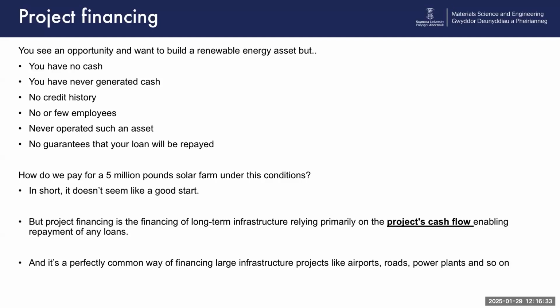There's no guarantee if you borrow any money that you'll actually be able to repay the loan. So how do we pay for, as an example, a £5 million solar project under all of these hostile conditions? It doesn't look like a good start, does it? To be fair. However, project finance, and we read the definition on the second slide, primarily relies on the financing of long-term infrastructure, which relies on you having cash flow in the project to enable you to repay any loans. And it's a perfectly common way of financing large infrastructure: airports, roads, power plants, most things are built like this.